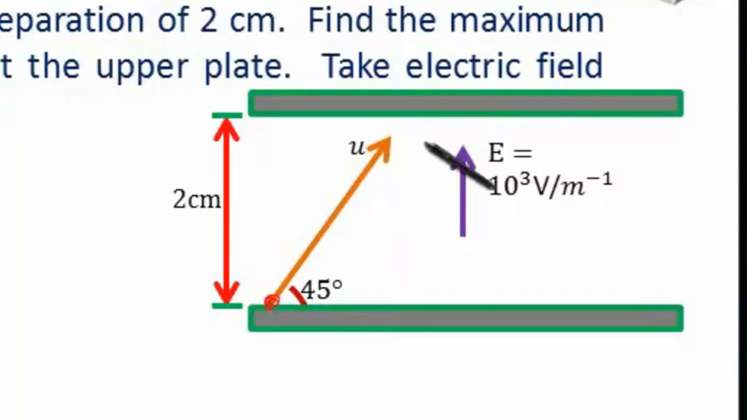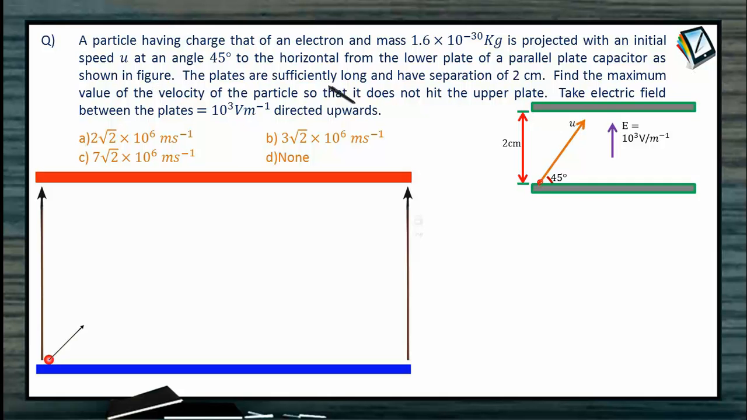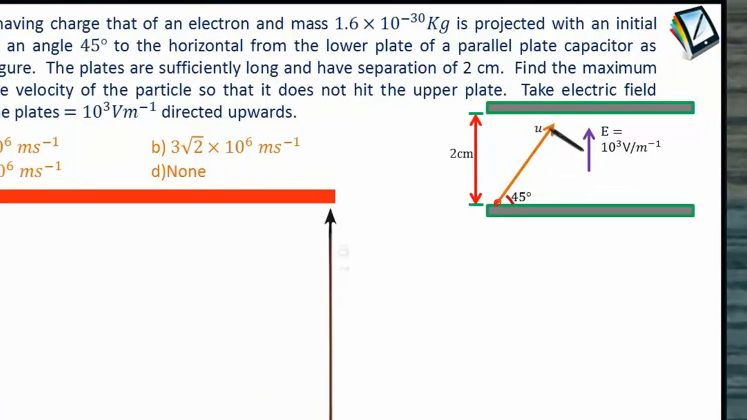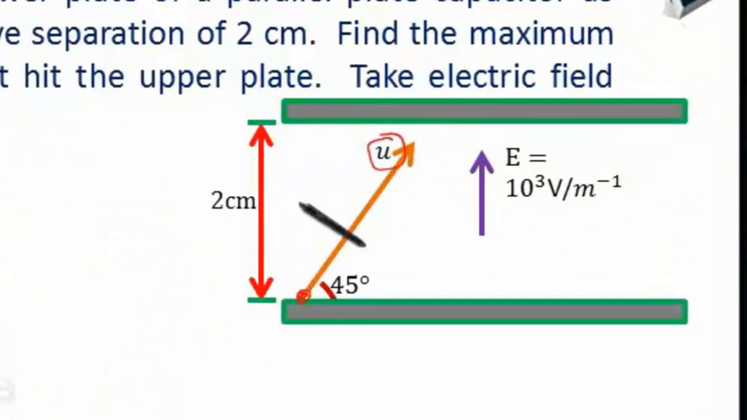The upper plate is shown to be at a separation of 2 cm, and the plates are sufficiently long. Find the maximum value of the velocity of the particle so that it does not hit the upper plate. So we have to find the maximum value of this speed u, at an angle of 45 degrees to the horizontal, so that it may not collide or hit the upper plate.